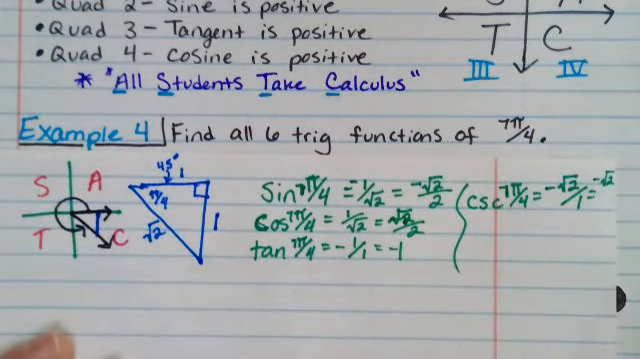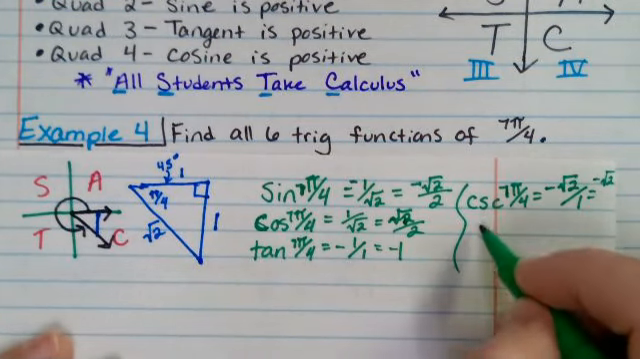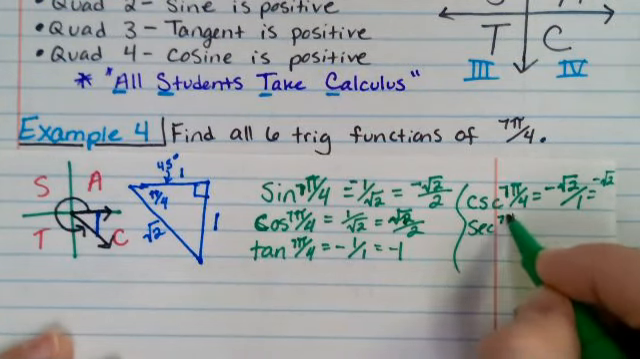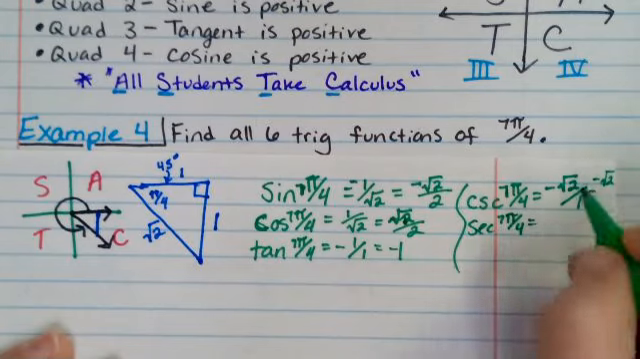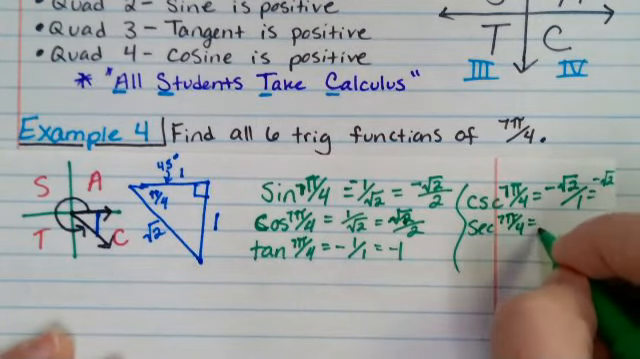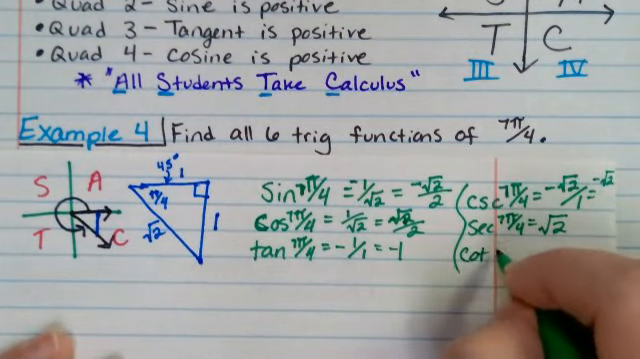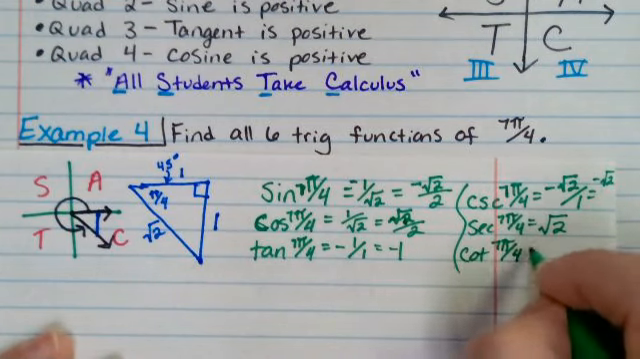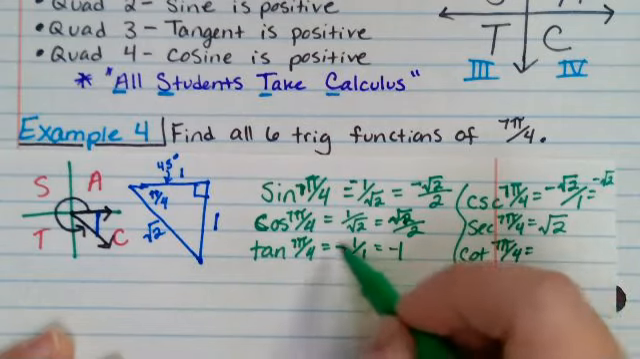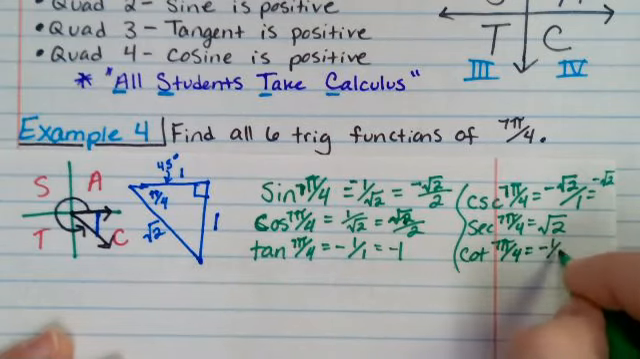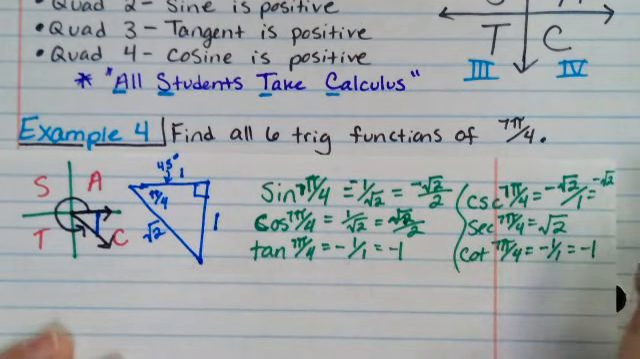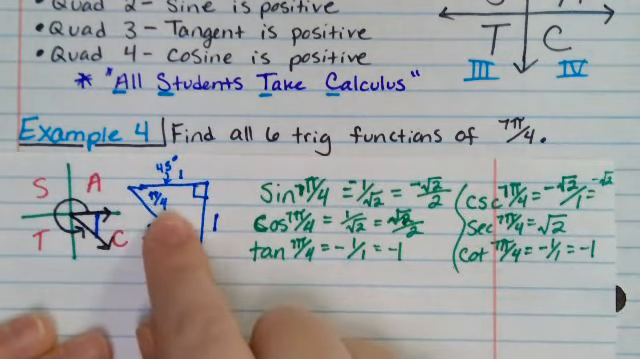I'm running out of room. But that's what that would be simplified. Secant, 7 pi over 4, should be just positive square root of 2. And then cotangent, 7 pi over 4, negative, flip 1 over 1. Negative 1 over 1 is still negative 1. So we end up with our 6 trig ratios for that. But we use a reference triangle to do it.